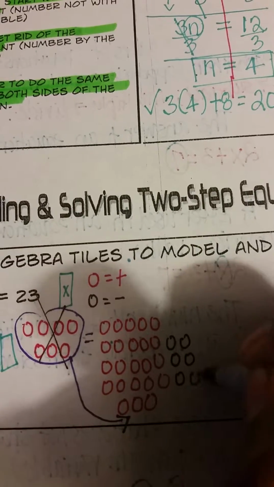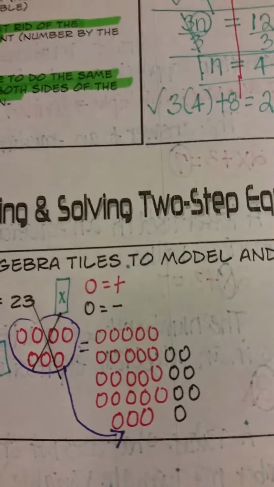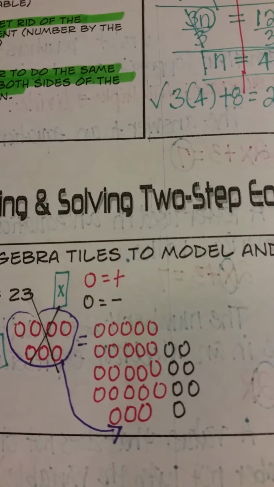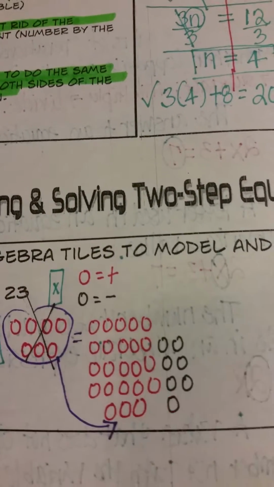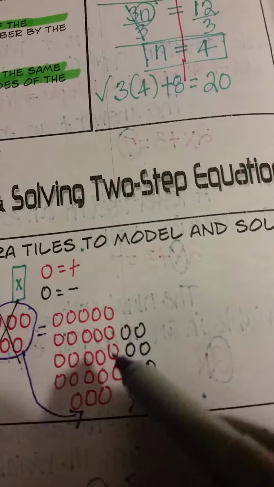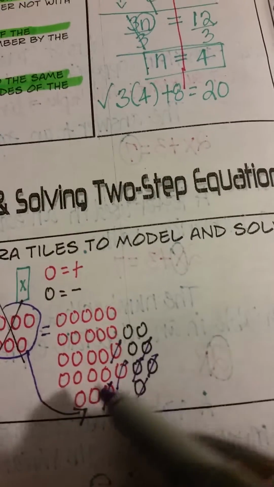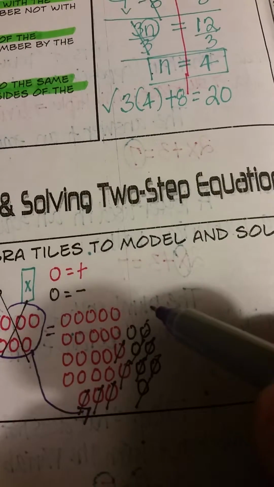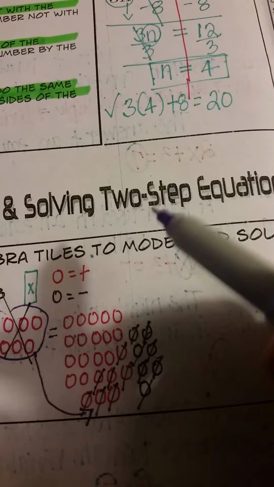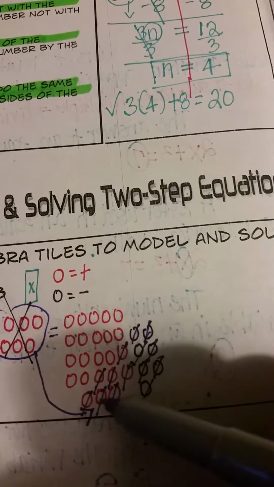4, 5, 6, 7. So now I have to do what we call zero pair, which means to cross out positive and negative. Positive and negative, I don't have any more left. Okay, so positive, negative, and so on. Make sure I count it off 7. 1, 2, 3, 4, 5, 6, 7.